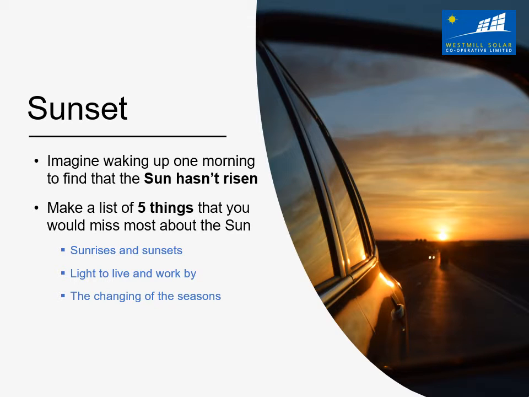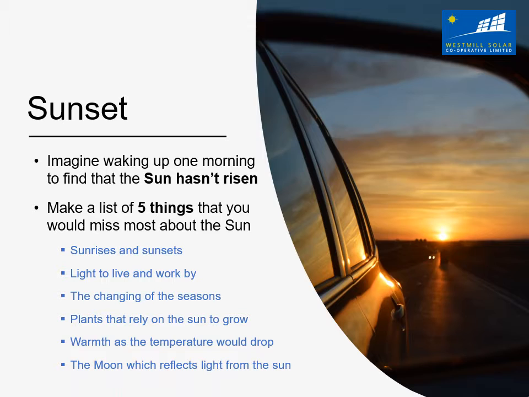There are other important things, like the fact that plants rely on the sun to grow. Imagine a world without sun is a world without plants, and in fact life really. And warmth. Without the sun the temperature would drop. In fact, life on Earth could only survive down to a certain temperature. And finally, we would also not have the benefit of our moon, because the moon reflects light from the sun, and that's how we get moonlight.